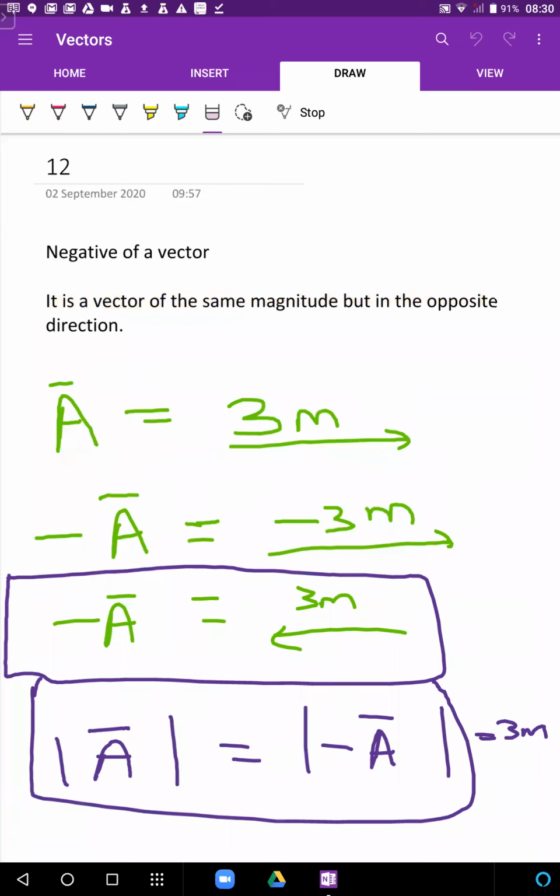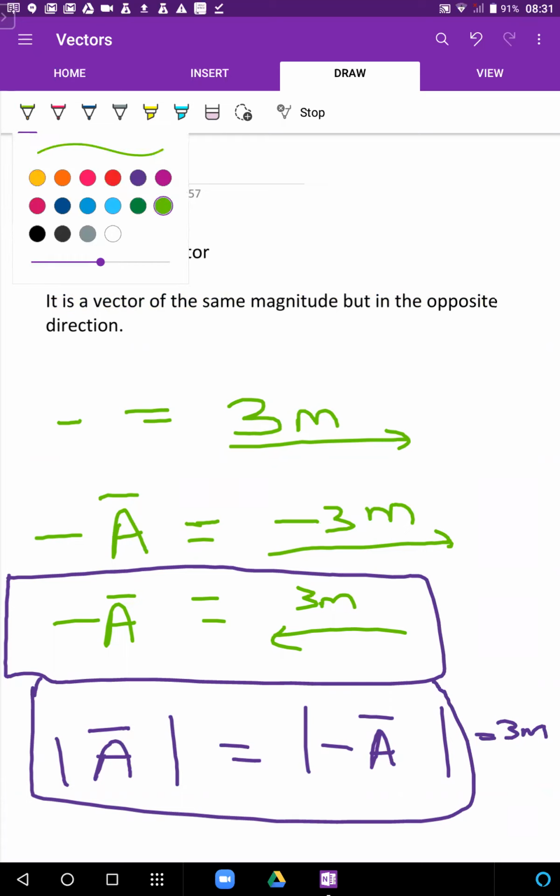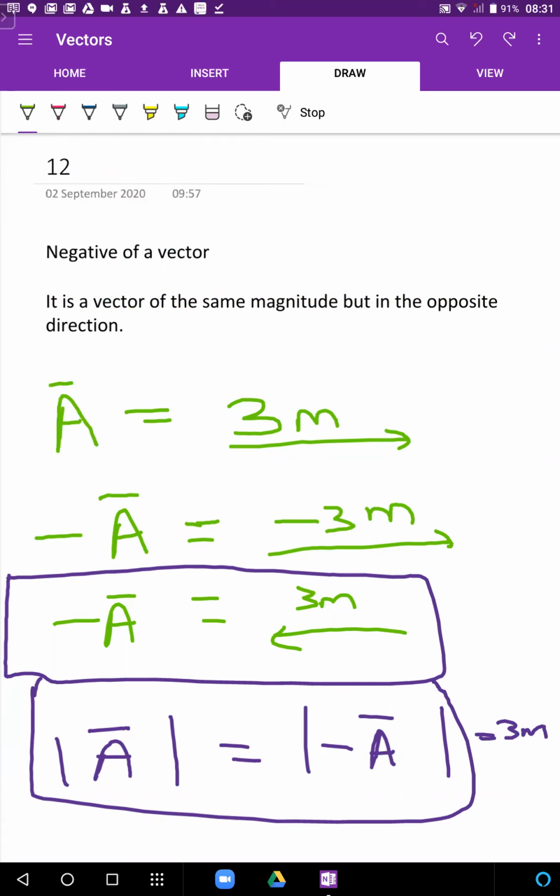What is the logic of this? Imagine this. Imagine there is a vector a bar which is describing some kind of displacement for me. It's telling me that so and so person went 3 meters towards the right.